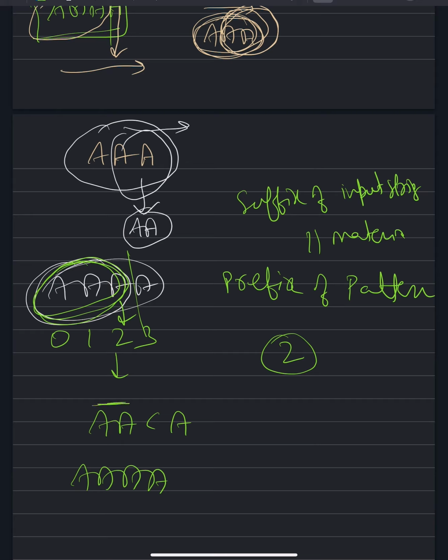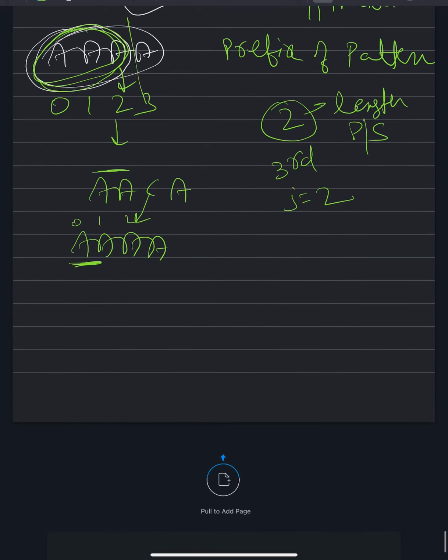Means you don't need to check for length 2. So what will we check? We will check the third element now, since this is giving the length of prefix suffix. What is the third element in the array? It is j equal to 2, so 0, 1, 2. We will check C with A. Again, it is not matching.